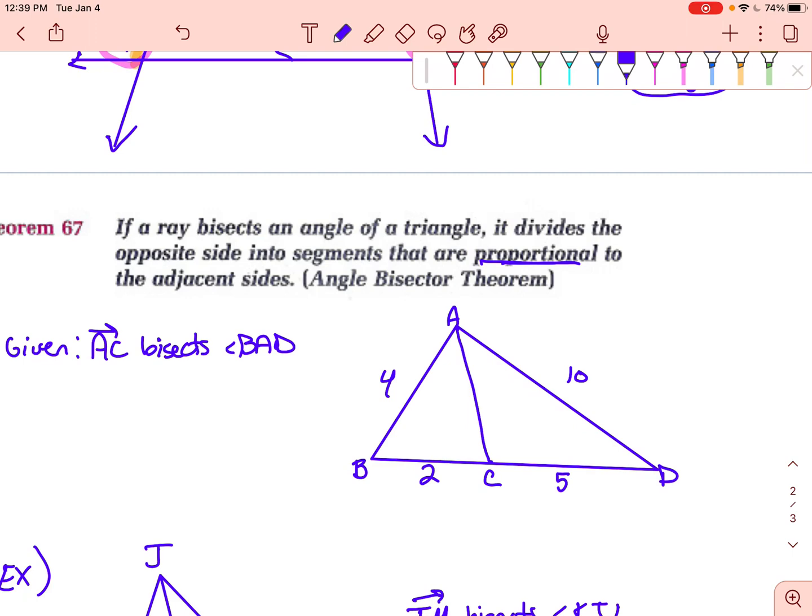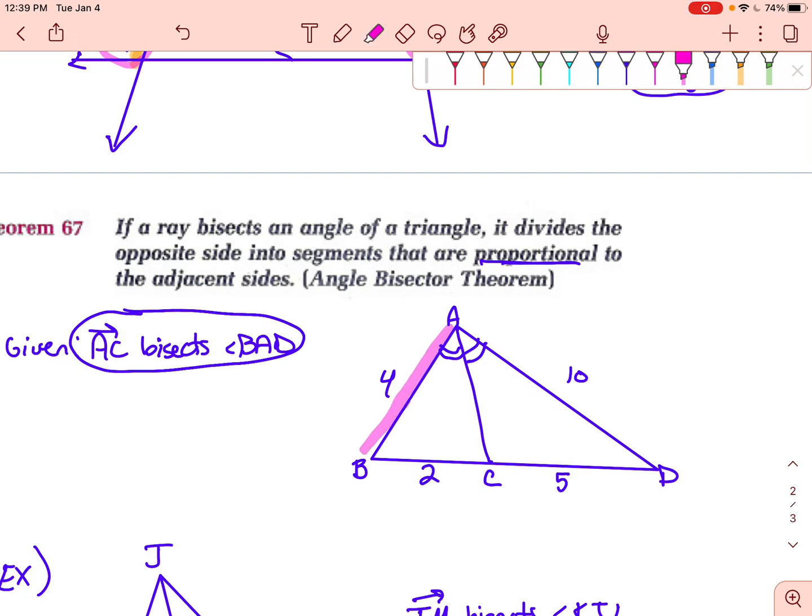If a ray bisects an angle of a triangle, so if AC is bisecting angle BAD, in other words, if this chunk of the angle is equal to this chunk of the angle, what they discovered is that the sides it's splitting up end up being proportionate.